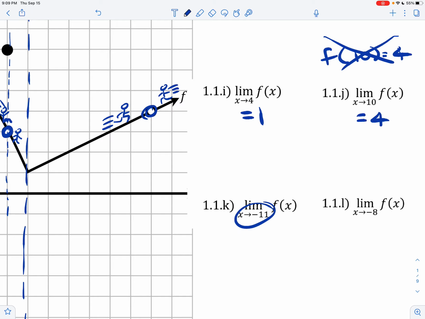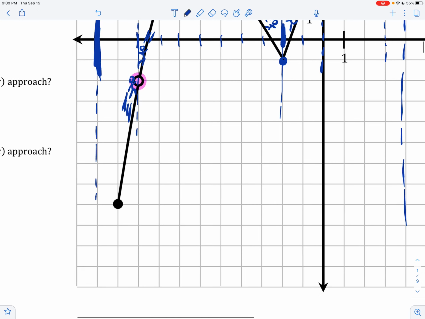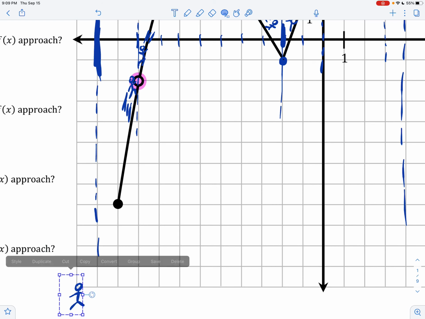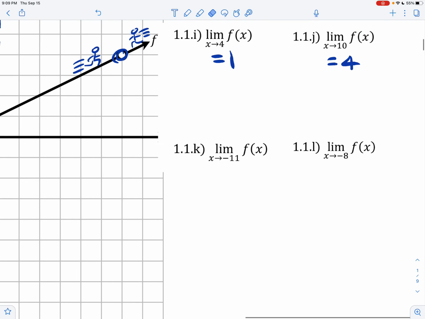Over at negative 11, that's this x value here. And we want to draw some people standing on the curve. We can't. There's no curve to stand on. You want to draw someone running along here? No, they're just going to fall. So we can't have anyone standing on anything there. We can't have a limit where no function exists at all. So this one does not exist. D for does, N for not, and E for exist.